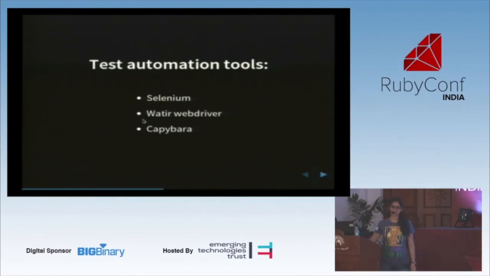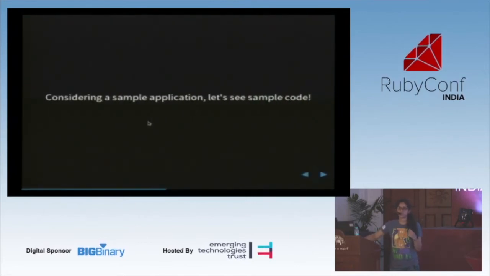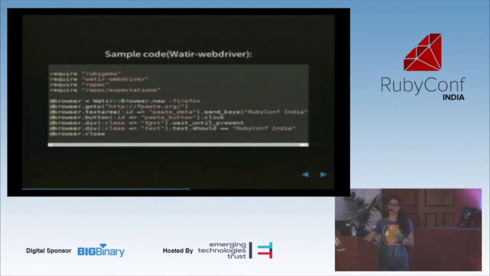Capybara is another tool which you can use. It has its own DSL. It provides you with a high-level API wherein you can use methods like fill in, click button. So what's the difference here is that we are depending on the API to find the most suitable element locator for us on the web page. So I prefer WATIR WebDriver over Capybara. Rest is your choice.